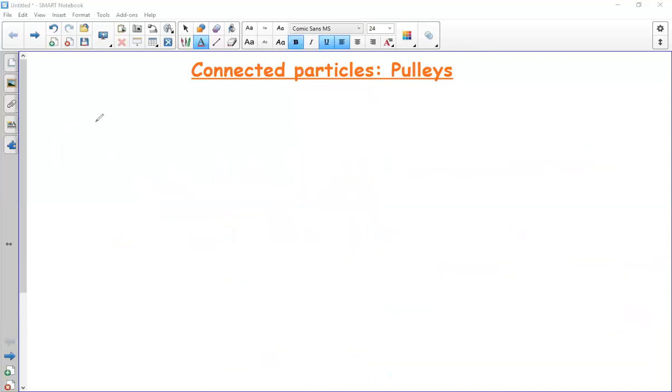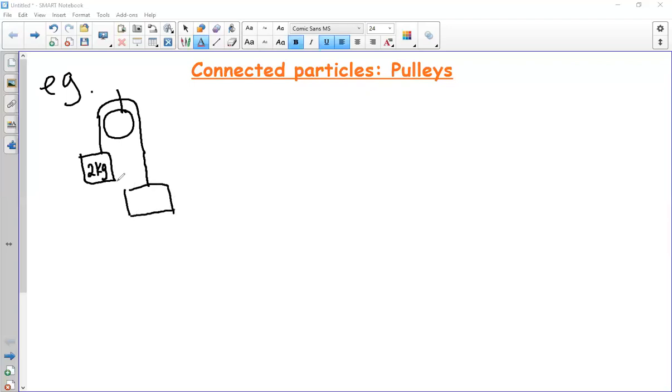Right, so for example, let's say around this pulley we have a box that has a weight of 2 kilograms. I kept saying weight, it should be the mass. Sorry. And then let's say over here we have another box, mass 5 kilograms.